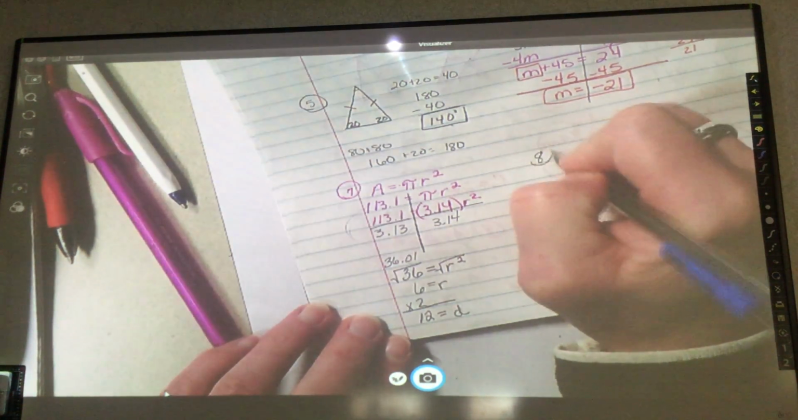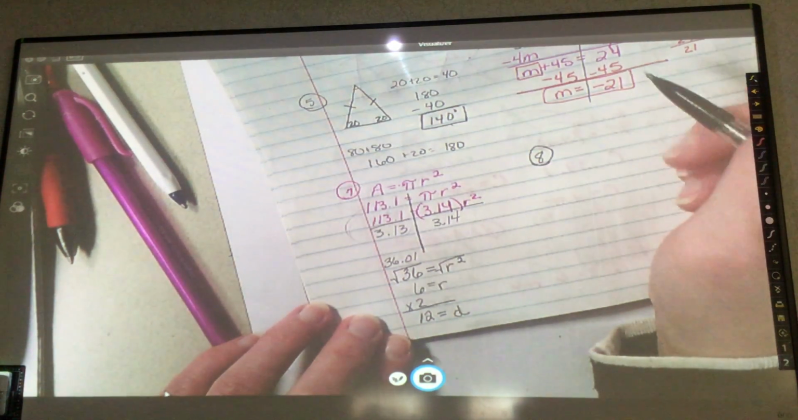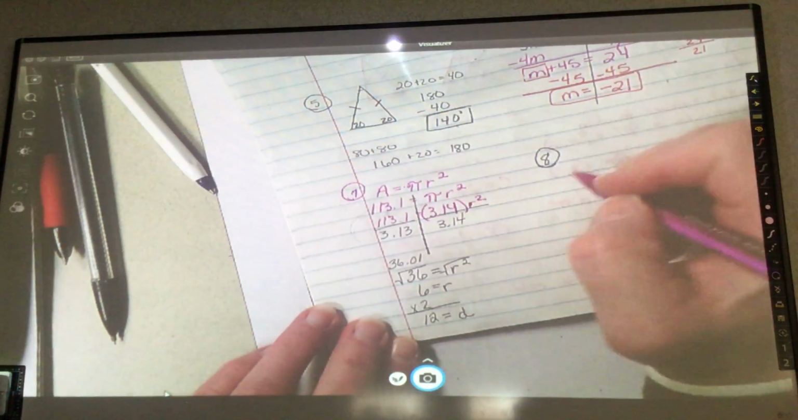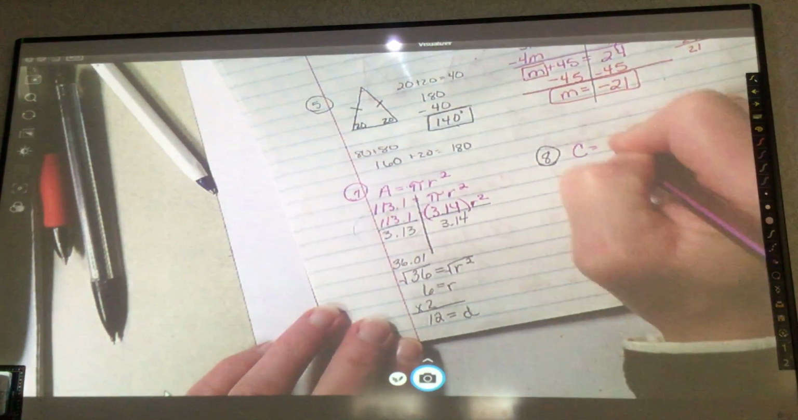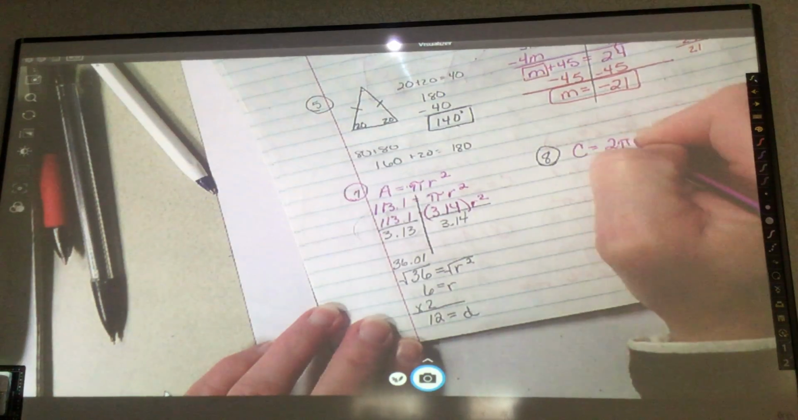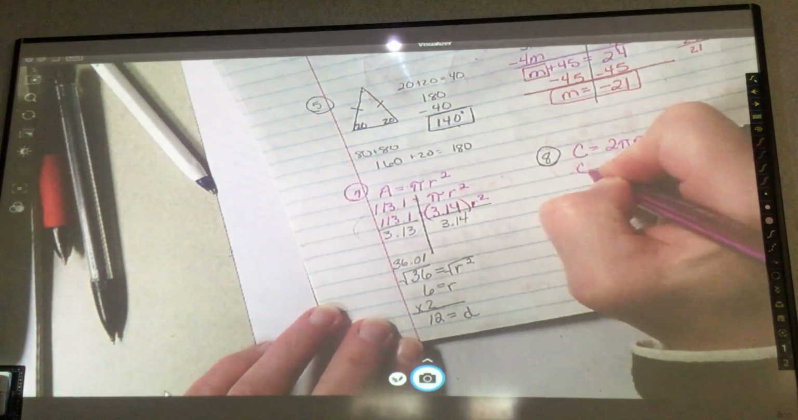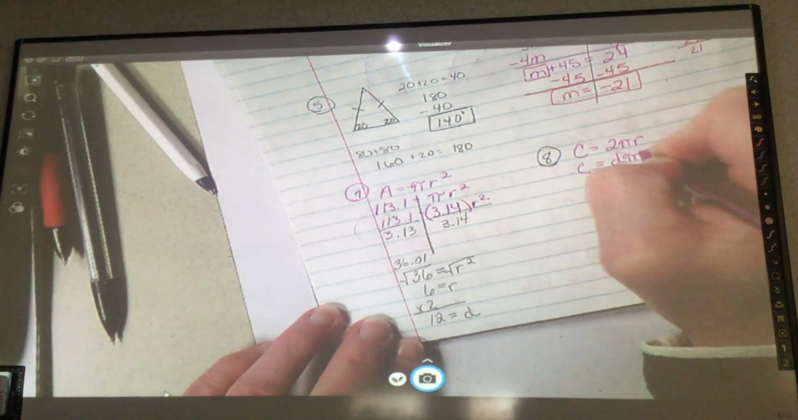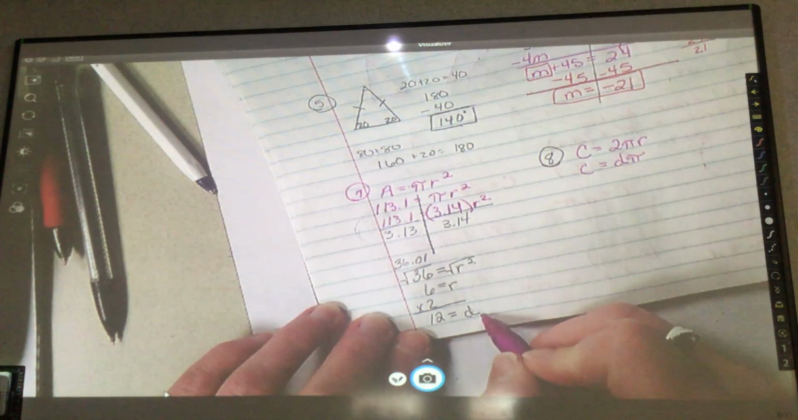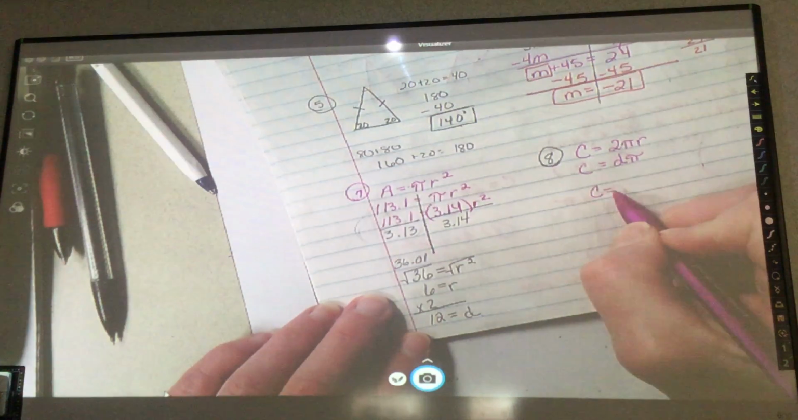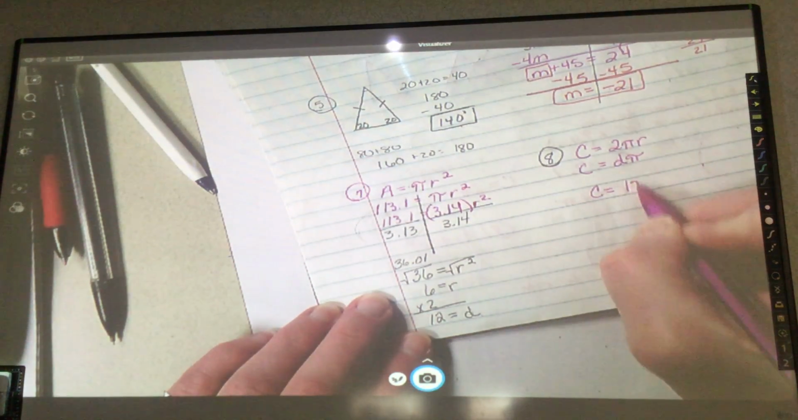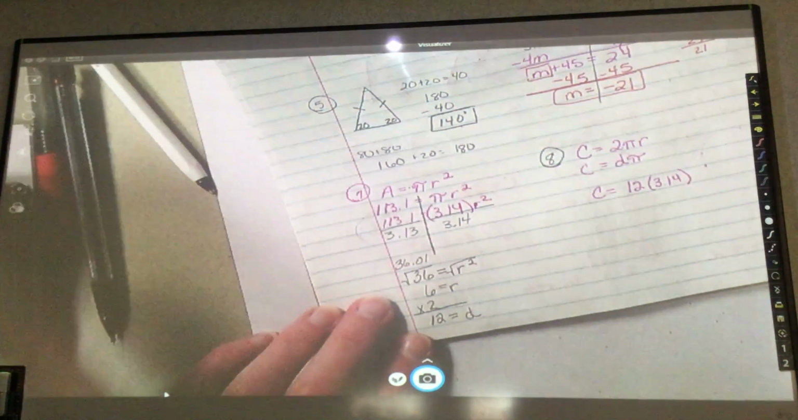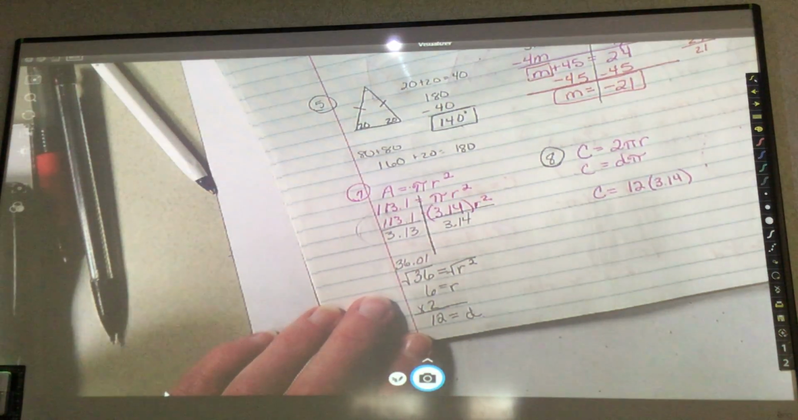Number 8 says, what is the circumference of the circle in the problem above? So I need to write down circumference equals, it's either 2 times pi times r, or circumference equals diameter times pi. I'm just going to use the diameter. Circumference equals 12 times 3.14.